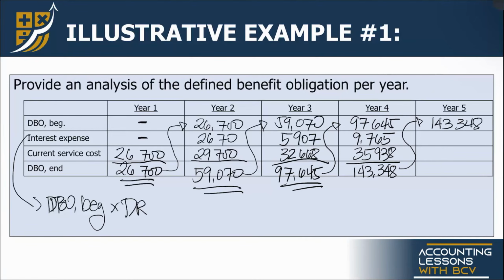Okay, last one. Year 5. 143,348. How much is the interest expense? That would be 14,335. And how much is the current service cost of year 5? 39,531. So how much is this? That will become what? 197,214.